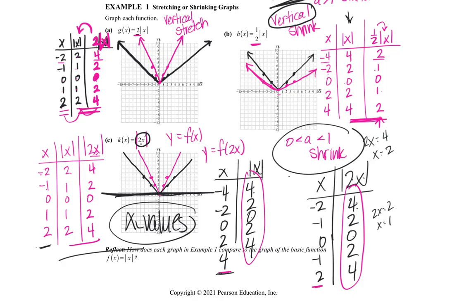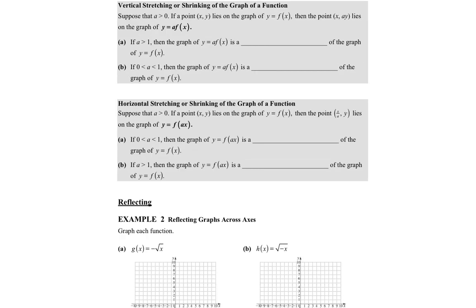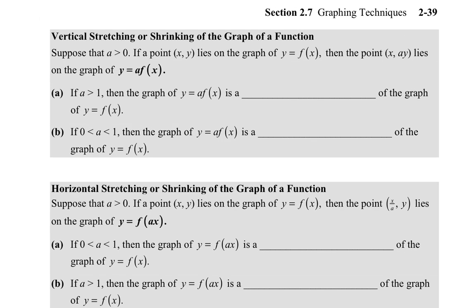I knew I was going to do that. This is greater than 1. Here we had the same output and we needed smaller x values. All right, a vertical stretch.